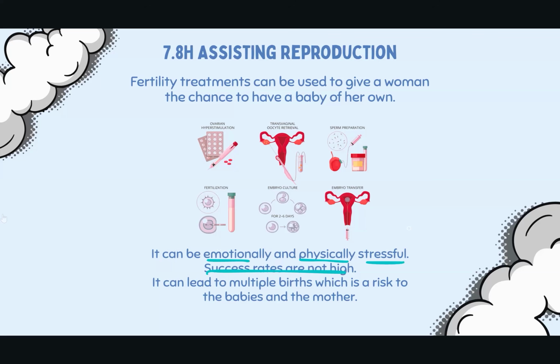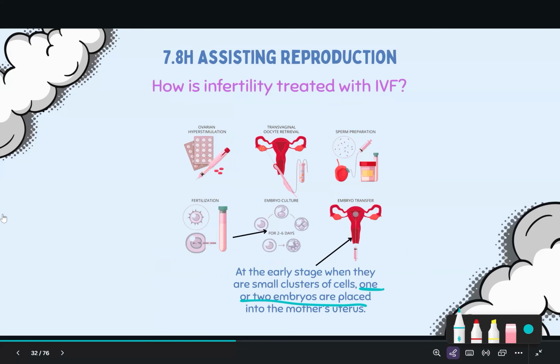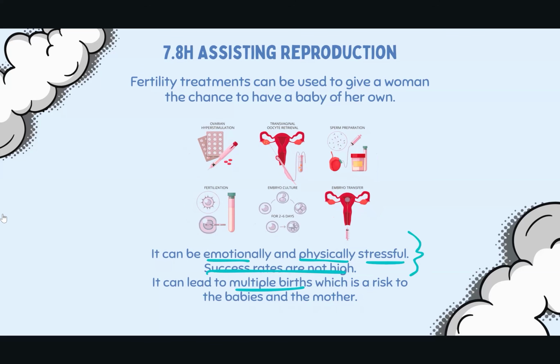Success rates are not high. It is almost like a last chance. Hopefully, this will work kind of thing. And it can also lead to multiple births because if you look at this part here, they put 1 or 2 embryos. So sometimes they put a few embryos in just to make sure at least one of them embeds itself into the uterus lining. And sometimes all 2 or 3 of them embed. They end up having twins or triplets. Non-identical twins and non-identical triplets, but still twins or triplets. Now, having multiple births can cause a risk either to the babies or to the mother.